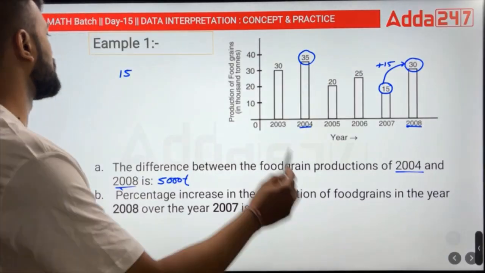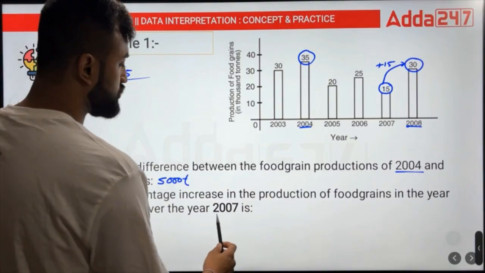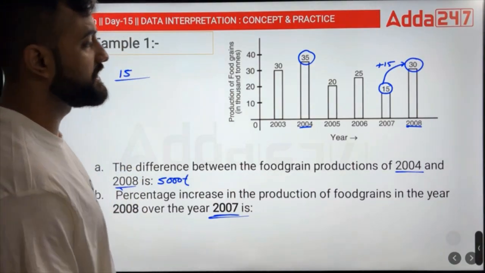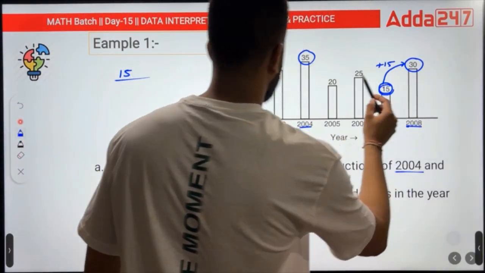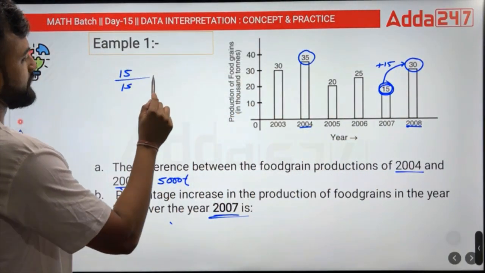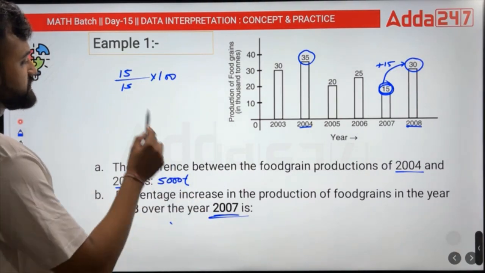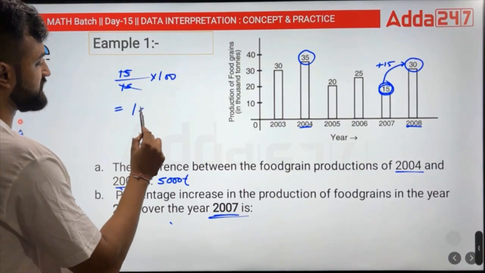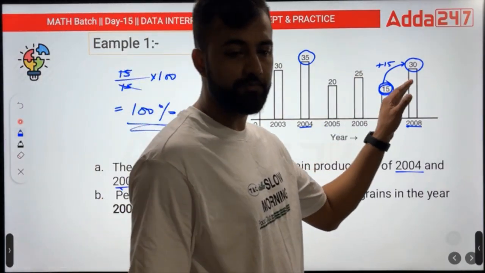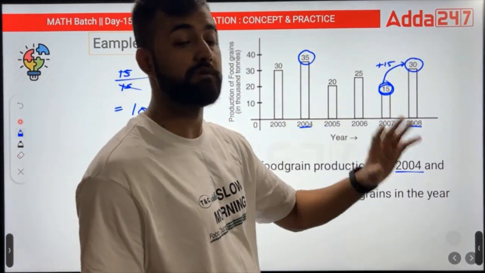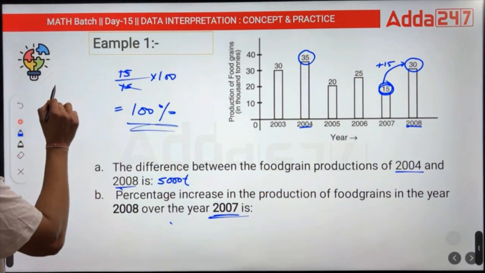Out of what? Out of how much? You are comparing with what? Over the year 2007. So over the year 2007 means I am comparing with 2007. So 2007 was 15. So write 15 out here into 100. So why 100, sir? Because you need to find the percentage. So 15 cancels, that is 100% increase. Yes, it is common sense. 15 is 100%. Out here, if you want to make it 30, how much you add? You add again 100%.